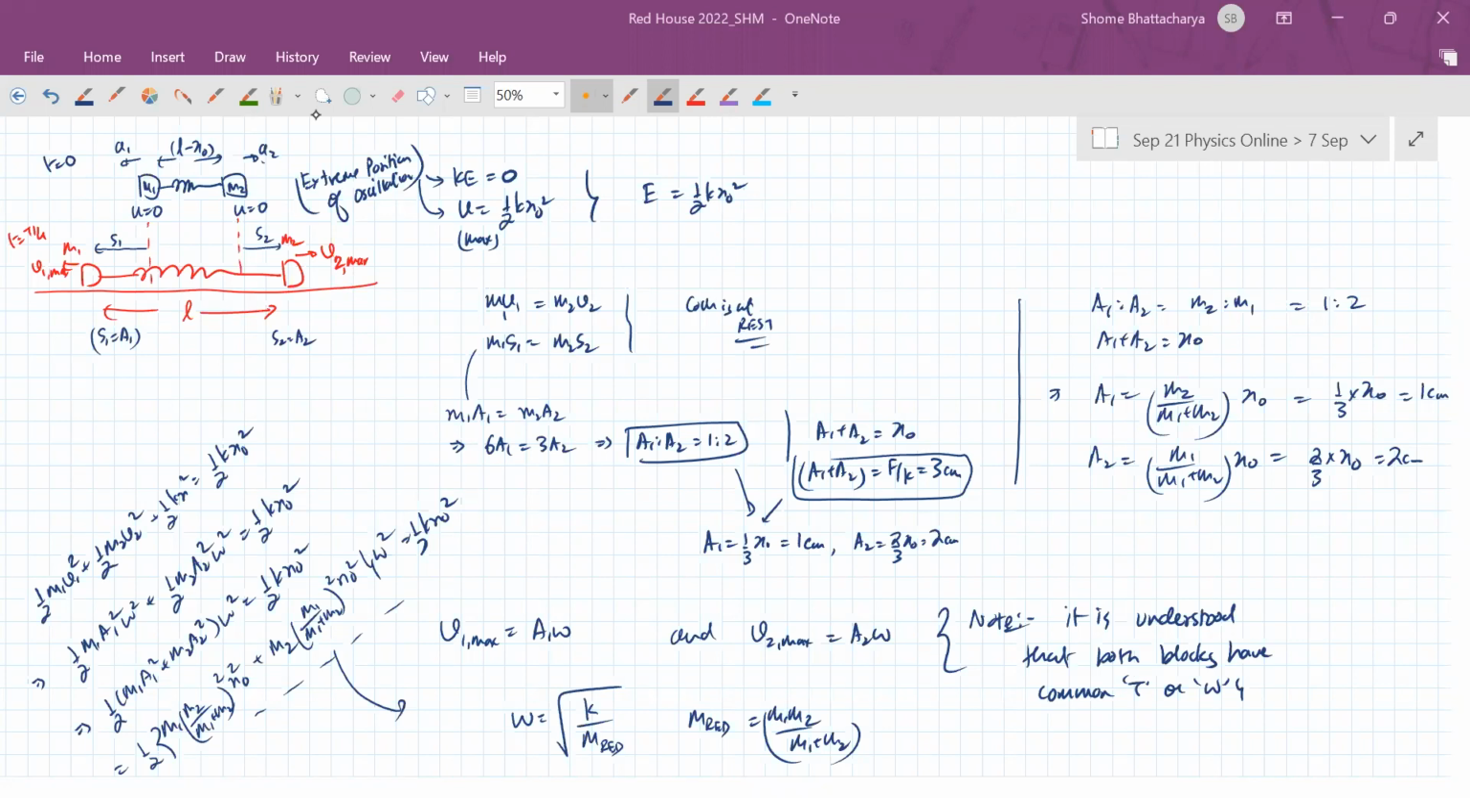So, if I were doing this problem numerically, I would just substitute this directly instead of in terms of M1, M2 and all that. I would write A1 as 1/3 of x naught and A2 as 2/3 of x naught, and M1 and M2 as 6 kg and 3 kg respectively, K as whatever 8 newtons per centimeter. So directly I'd get the value of omega from there as 20 radians per second.